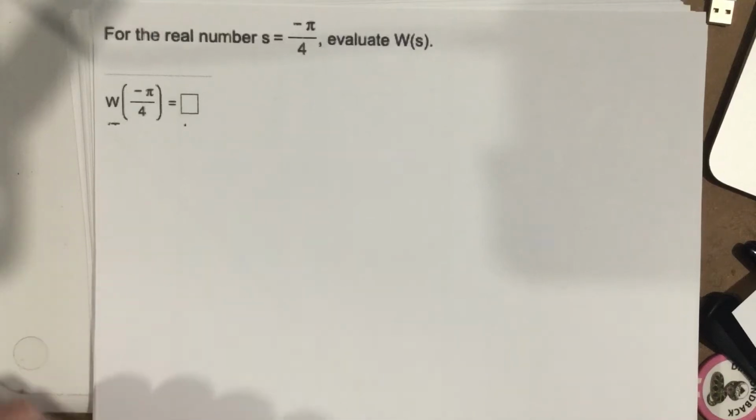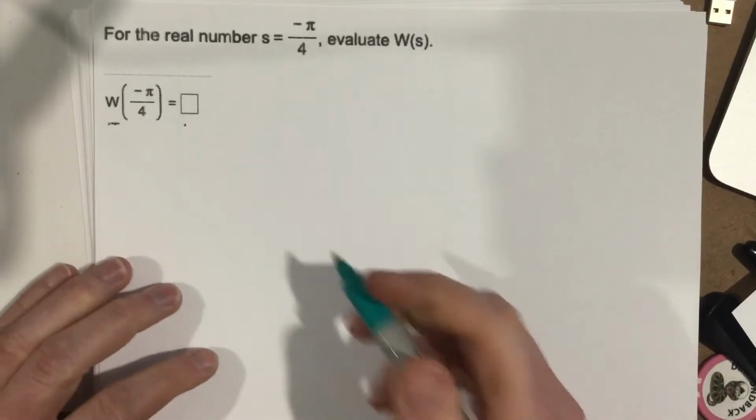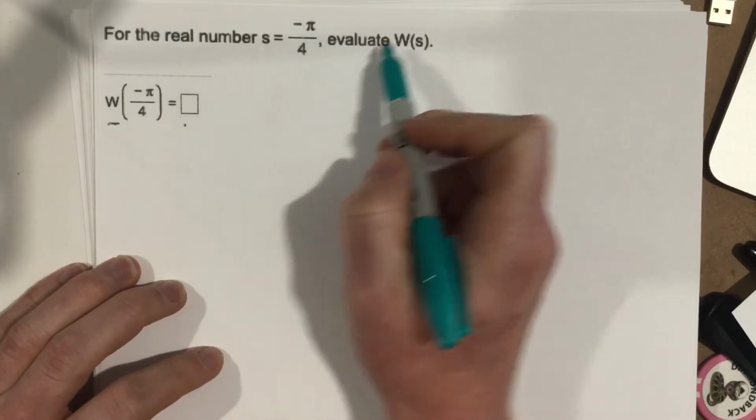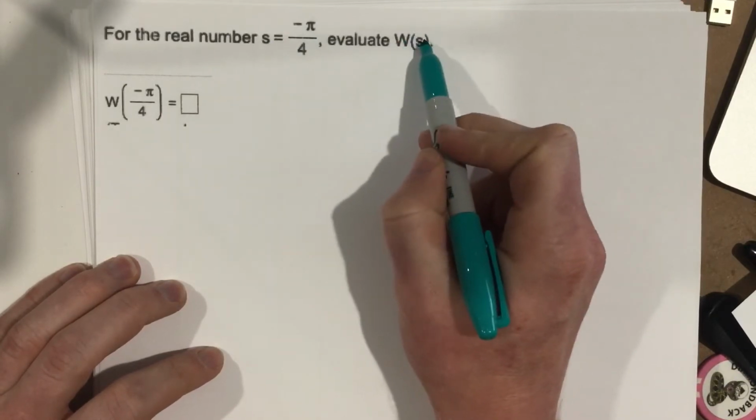This is problem number 3 from 6.3 assignment. This is very similar to the previous problem we just did. They say for the real number s equals negative pi over 4, evaluate the wrapping function of s.